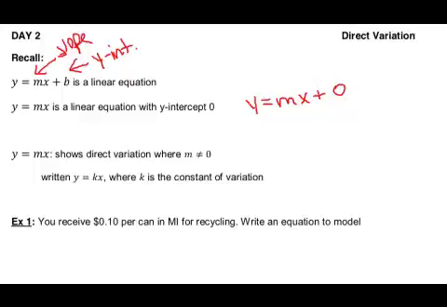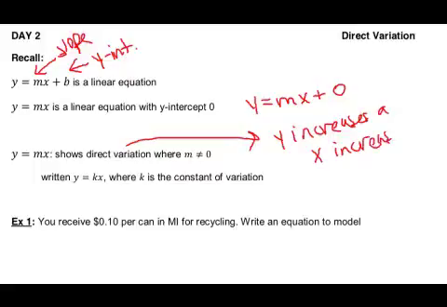This equation is used to show direct variation, where m is not equal to 0. Direct variation simply means that y increases as x increases. So if x is continuously growing or increasing, then your y value is going to increase as well. And that's just what direct variation means. This can be written as y equals kx, where k is the constant of variation. So again, just think of k as the slope. We just change it for direct variation.